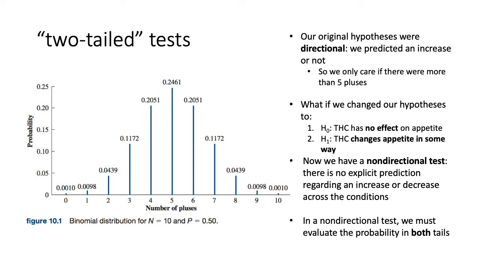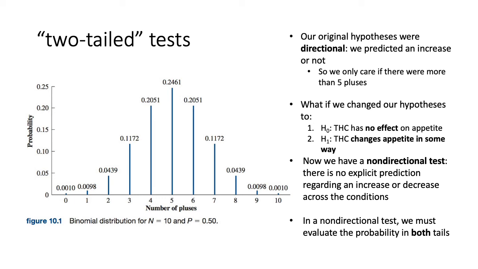In a non-directional test, our tail probability, our p-value, has to make use of both tails. Now, the easiest way to do that in a symmetrical distribution, in the case of what we have here, this is a perfectly symmetrical distribution.